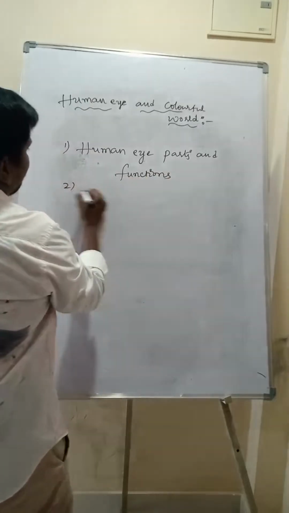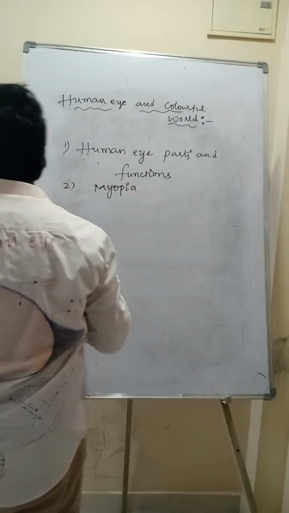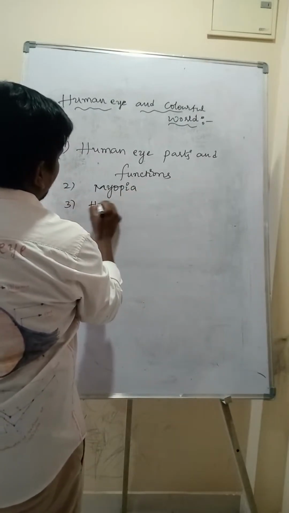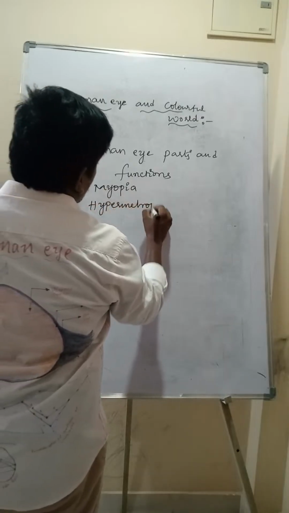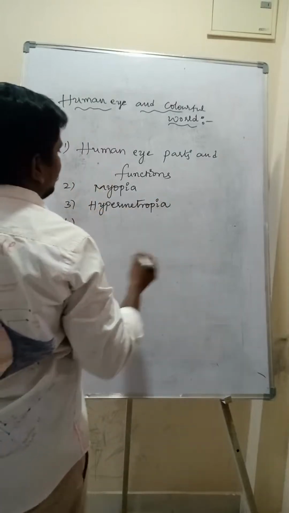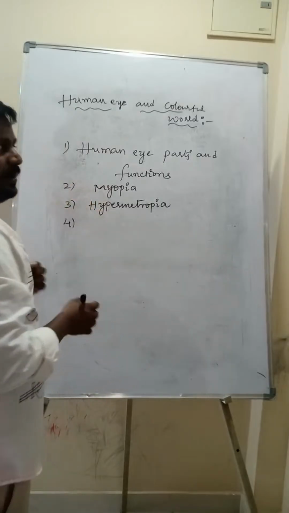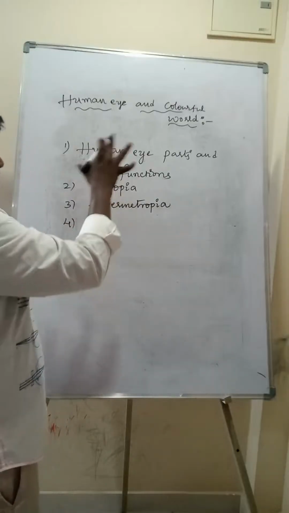And the second one is myopia, and the third one is hypermetropia, and the fourth one is presbyopia, cataract, astigmatism. So remaining all are there. So still we'll discuss about these three parts.